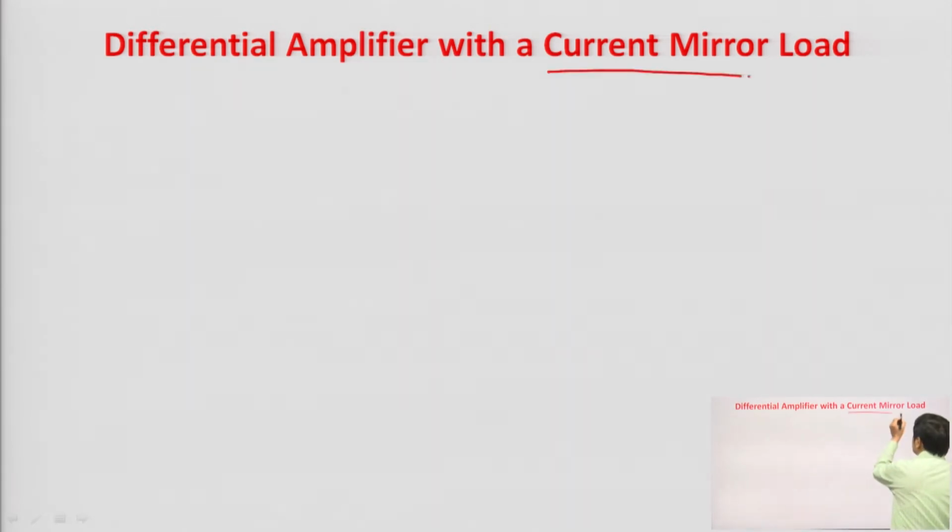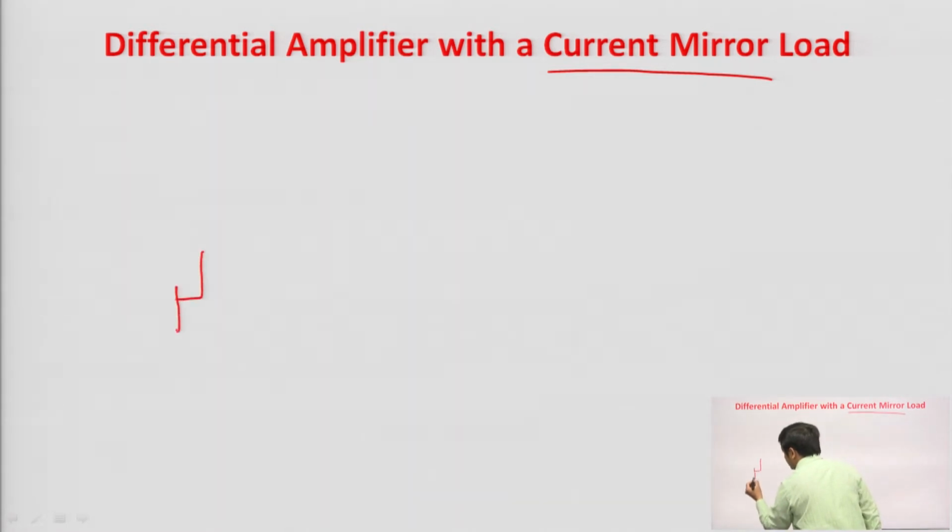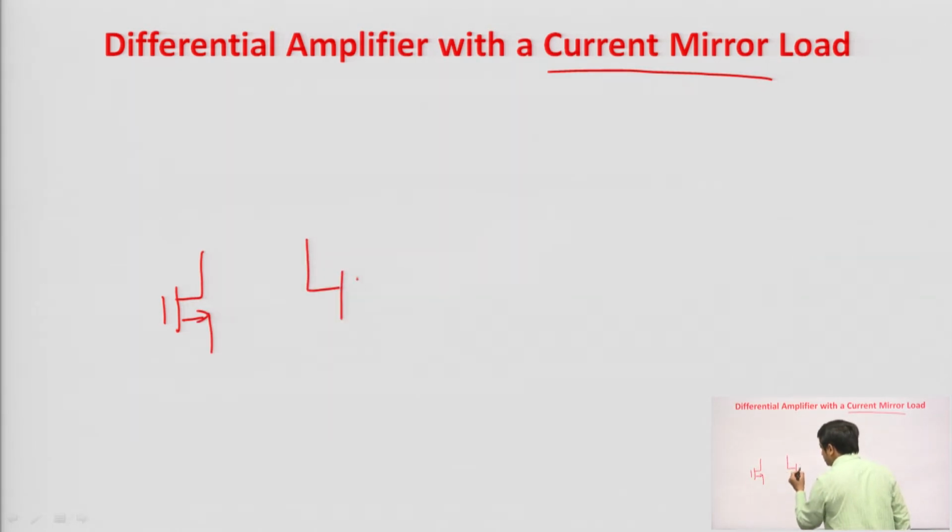So, differential amplifier with current mirror load. Current mirror load means that we are going to use the active load, fine. So, it is a differential amplifier, it means that the input signal will be differential, and that input signal will be given to the gate of two transistors.